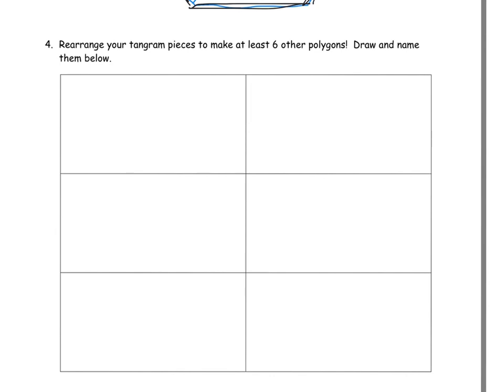If I take my square and I throw a triangle on top of that, looks almost like a house, but it's not, because we have 1, 2, 3, 4, 5. And what I made was a pentagon. And a pentagon has 5 sides and 5 angles.